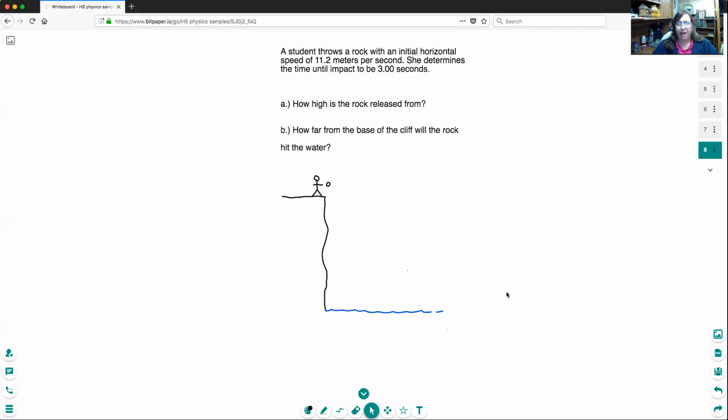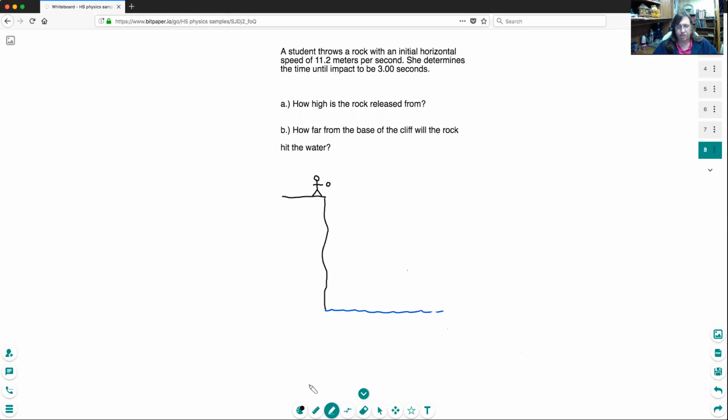What we've got here is a student throwing a rock with an initial horizontal speed of 11.2 meters per second. She determines the time until impact to be 3.00 seconds. Part A, how high is the rock released from? And part B, how far from the base of the cliff will the rock hit the water?